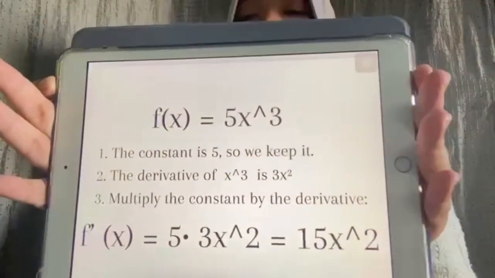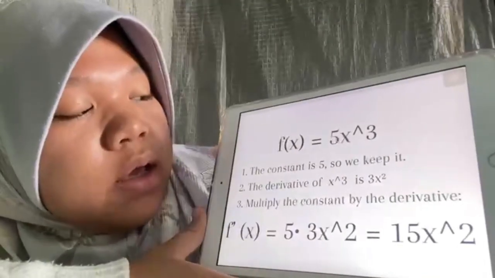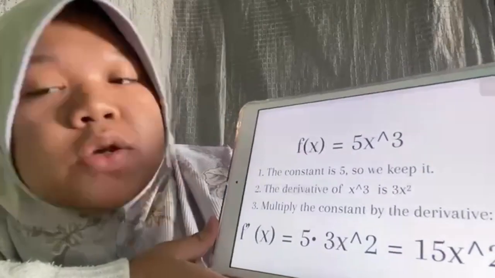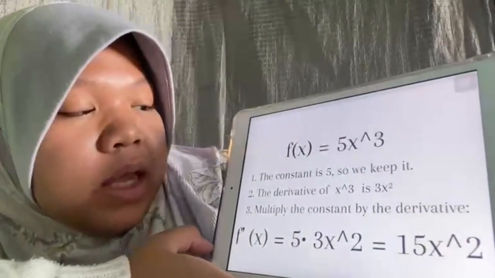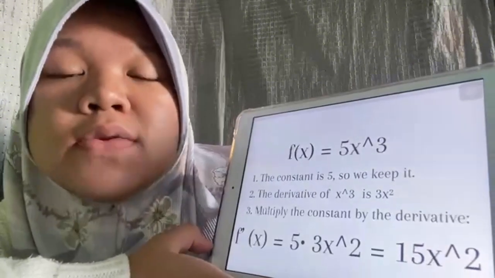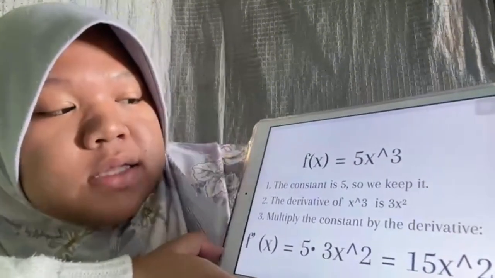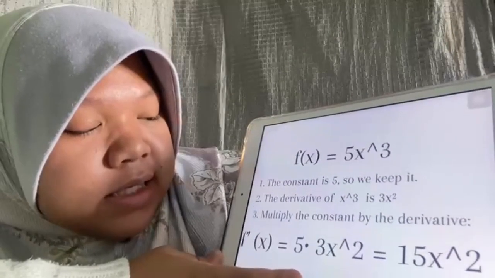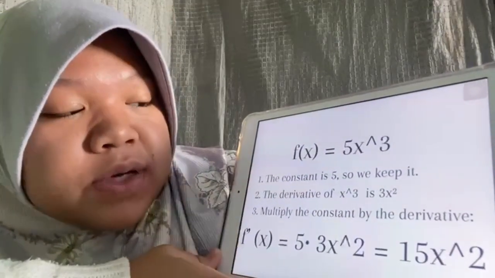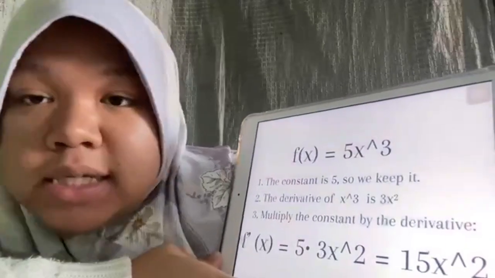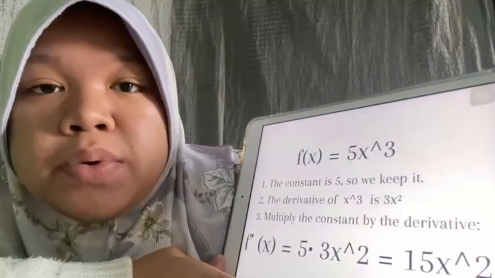Meron akong example here. So, meron tayong f of x equals 5x raised to 3. So, first is the constant is 5. So, kagaya ng sabi ko kanina, yung c is constant. Then, so, ikikip natin yun. Then, second is, the derivative of x raised to 3 is 3x squared. So, kaya naging 3x squared kasi gumamit tayo dito ng power rule.